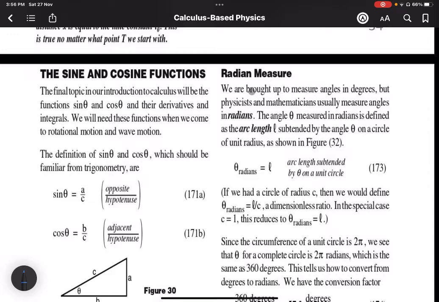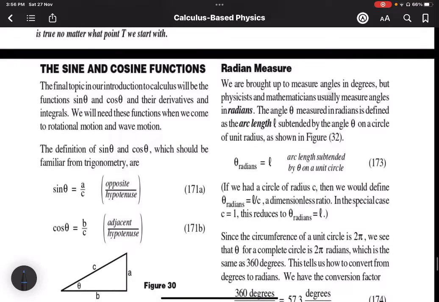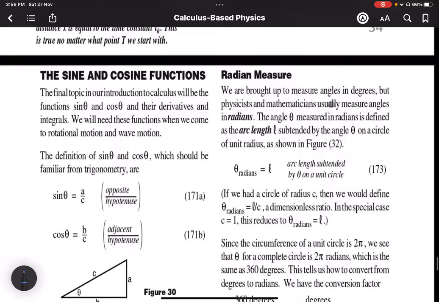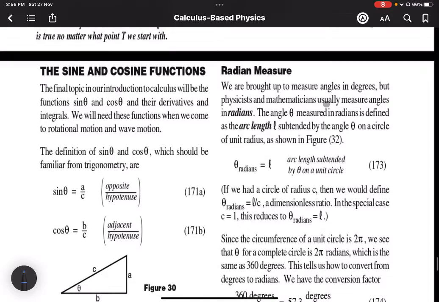No? We are brought up to measure angles in degrees. Alam natin, kapag degrees, yan, angle yon, no? But physicists and mathematicians usually measure angles in radians. The angle theta measured in radians is defined as the arc length or the L subtended by the angle theta on a circle of unit radius as shown in figure 32.